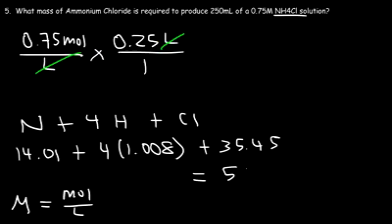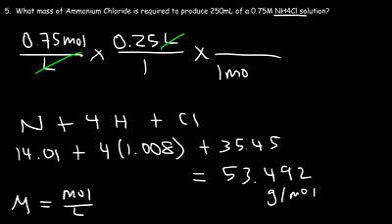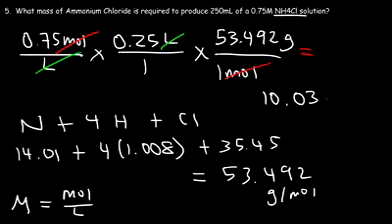So the molar mass is 53.492. Now, because we have the unit moles on the top left, we need to put the moles on the bottom. So 1 mole of NH4Cl has a mass of 53.492 grams. So this is going to be 0.75 times 0.25 times 53.492. So the answer that I got is 10.03 grams of NH4Cl.